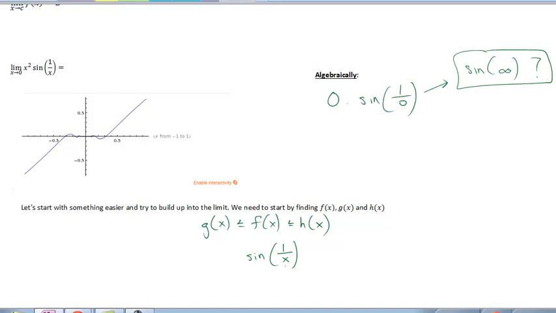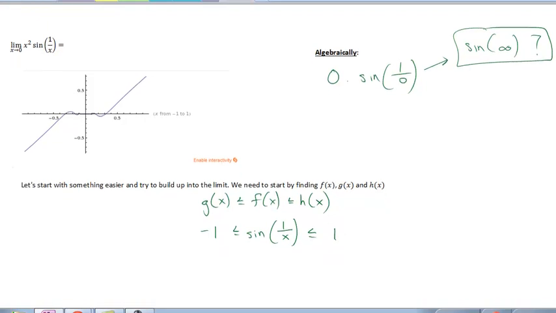I can make a claim, and I happen to know something about the heights of sine. I know that they're going to be between -1 and 1. Now, that's not the entire function, but I could go ahead and multiply everything through by x squared. We always have to be careful when multiplying through by a number. When I'm doing inequalities, I have to make sure I'm not changing the order of the inequality. But x squared is always positive, so I don't have to worry about changing the order of the inequalities for this problem.